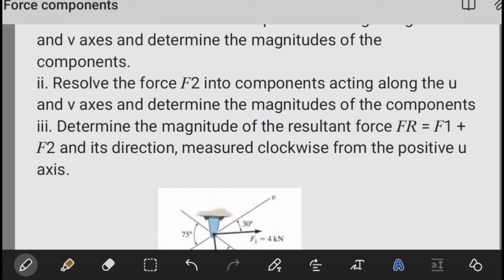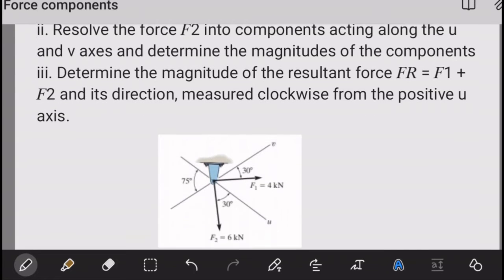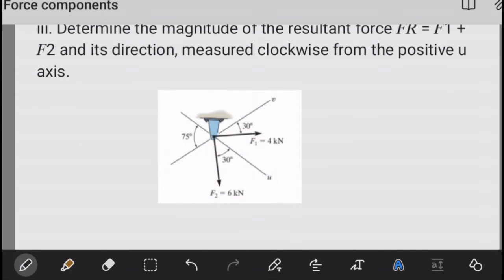And in the third part, they're asking us to determine the magnitude of the resultant force, Fr, which is given by just F1 plus F2, and its direction, measured clockwise from the positive U axis. Now, how do we do that? Well, let's look at this diagram and see what they're asking us to look at.